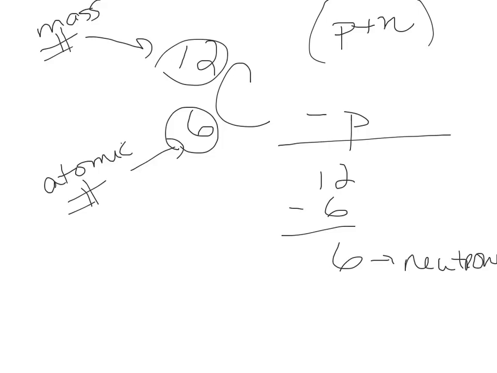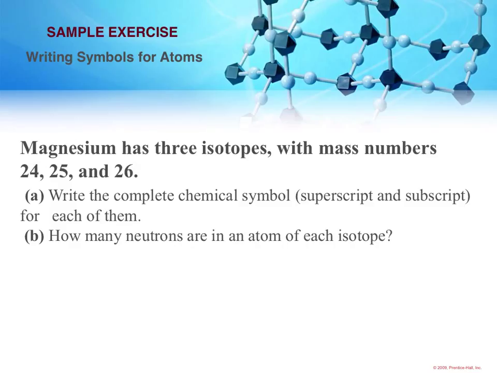Pretty easy. And that is why on pen and paper we write the symbol for elements with the mass number on top and the atomic number on bottom. So it's set up just like a normal subtraction problem. So here's an example for you to try on your own.